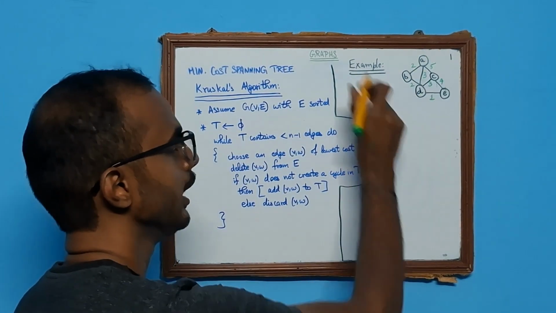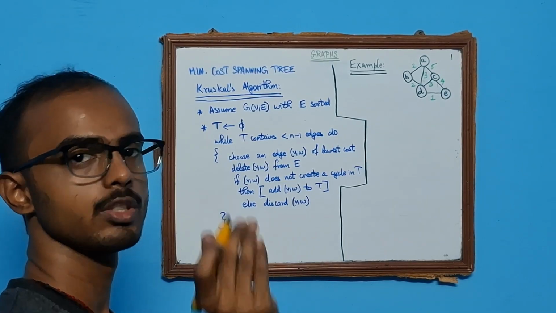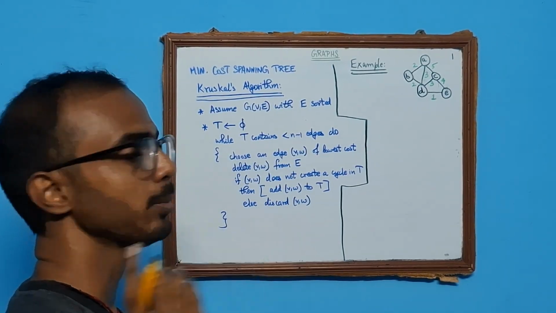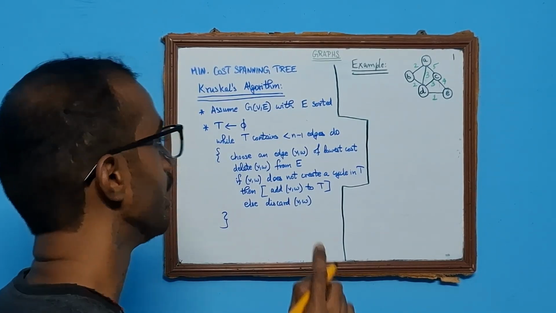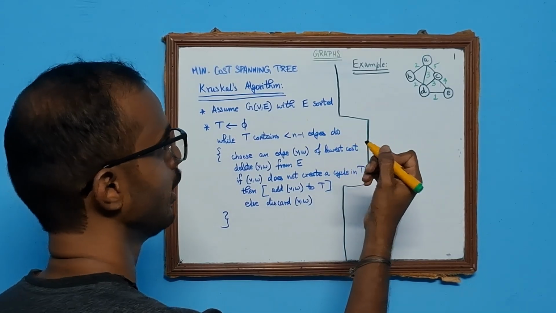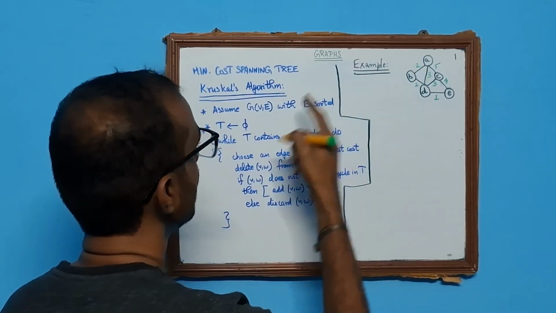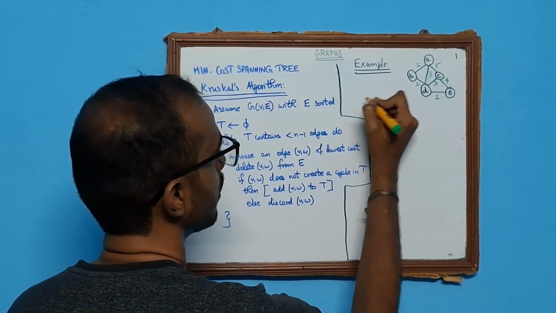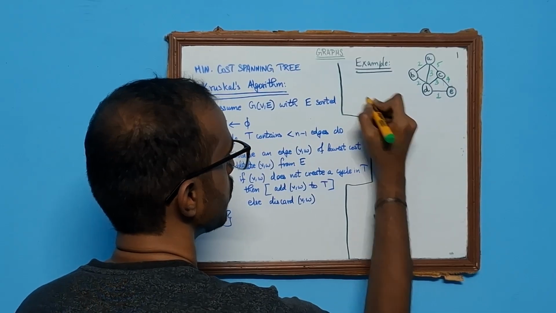So this is the initial graph with vertices A, B, C, D, E, which has 5 vertices. So there should be a total of 4 edges in the spanning tree. Now this is the edge set that they have given. Let me write the sorted array of this. The edge set sorted will be in this way.